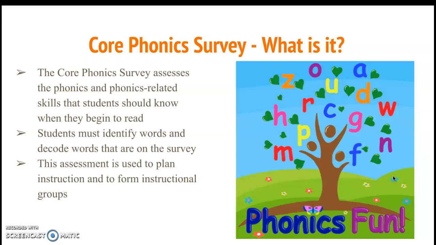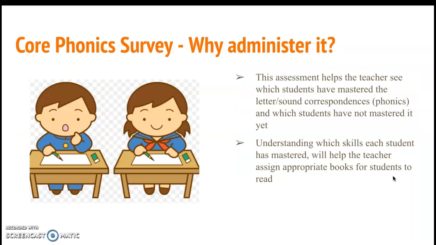So based on what each student knows, the teacher can form groups based on each student's strengths and weaknesses, and they can work together to develop what they need to work on. Why do we administer it? This assessment helps the teacher see which students have mastered the letter to sound correspondences and which students have not mastered it yet. By understanding which skills each student has mastered, it will help the teacher assign appropriate books for students to read.